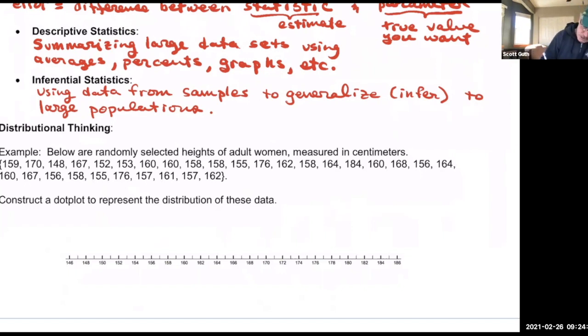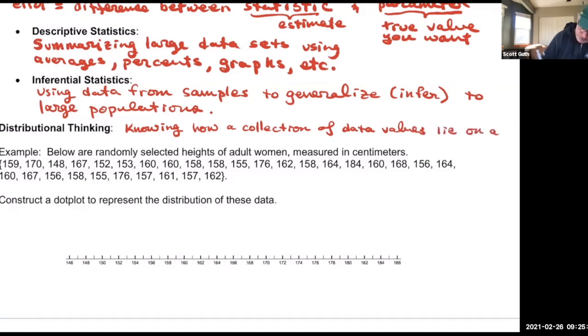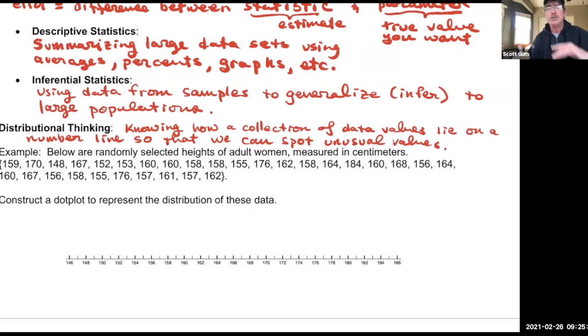So distributional thinking, I would say, is knowing how a collection of data values lie on a number line so that we can spot unusual values. Those are the ones that are unusually high and unusually low.